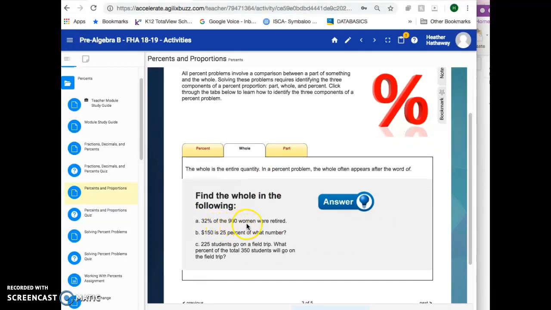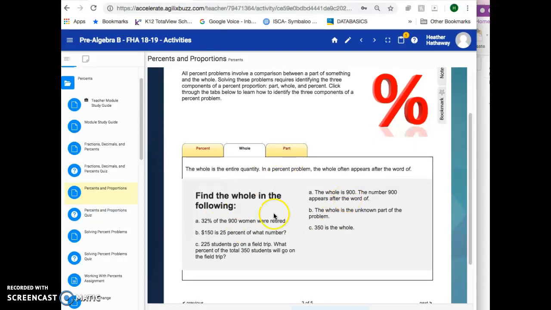32% of the 900 women were retired. So the same examples, but this time instead of asking the percent, it's asking you the whole. So what is the whole of that one? So click on the answer after you've tried it. 32% of the 900, so 900 is the whole.